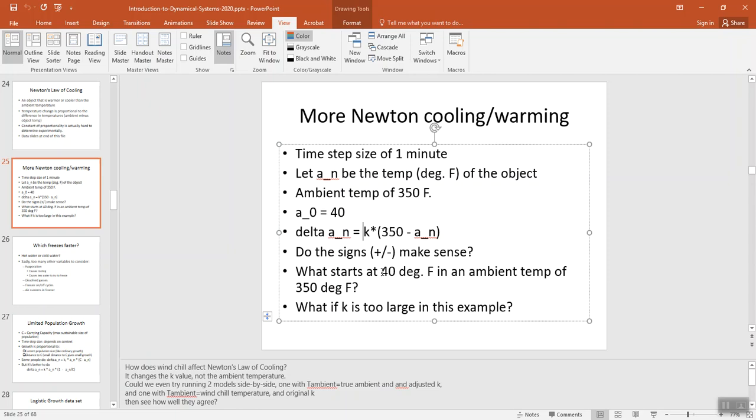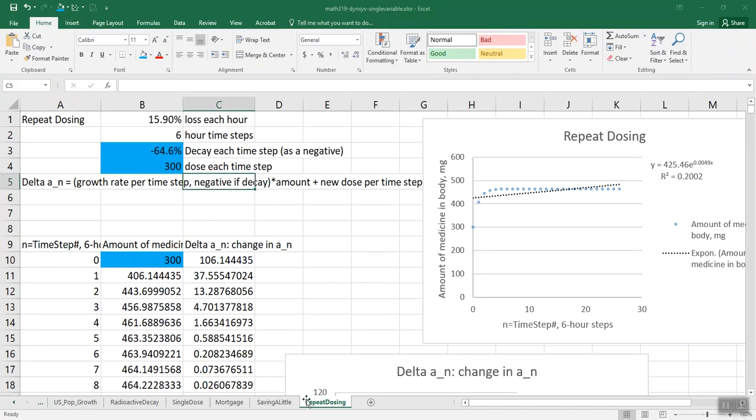So you might be asking yourself, what starts at 40 degrees Fahrenheit in an ambient temperature of 350 degrees Fahrenheit? I'll give you a hint. I usually do this lecture, if it's a fall semester, right around Thanksgiving time. So let's go try it. We're going to be heating this object rather than cooling, but the math all works the same.